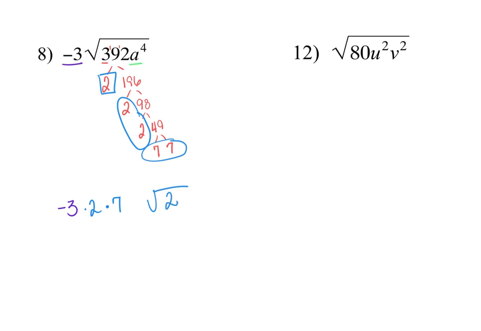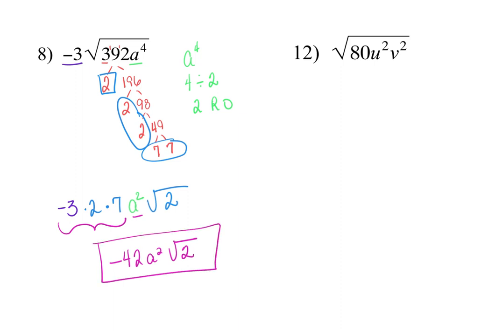And then again, I can look at my variables. This is a to the 4th power. I'm going to take that 4 and divide it by my index, which was 2. 4 divided by 2 is 2 with a remainder of 0. So that means 2 of my a's come out, no a's stay in. And then again, to simplify it, I'm going to multiply all of these. -3 times 2 times 7 is -42. I have that a squared out here, and I have only the 2 left inside.